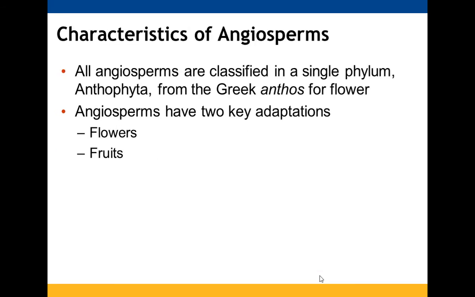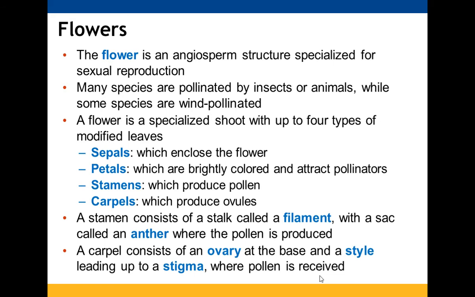They're very diverse. Adaptations that are unique to the angiosperms obviously are those flowers and fruits. The flower, although pretty, is a very specialized structure that allows sexual reproduction to take place. Again, pollination can occur by insects or animals or sometimes even wind. The flower has 4 different types of leaves. It has sepals that surround the flower, the petals, which help to attract the pollinators, the stamens, which are able to produce pollen, and then the carpels, which are your ovules.